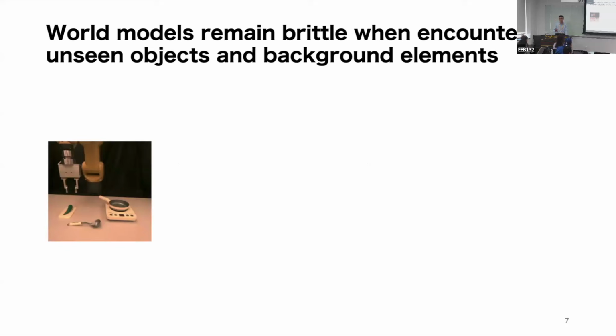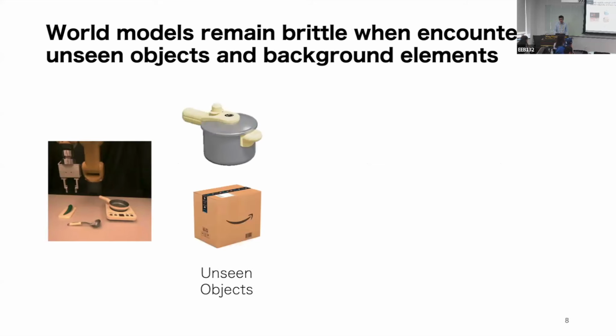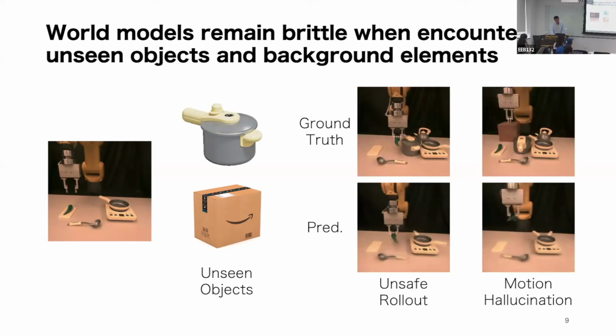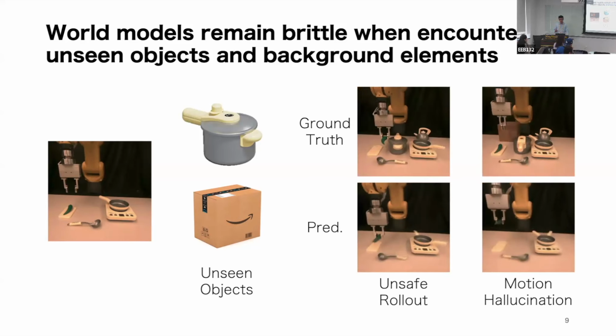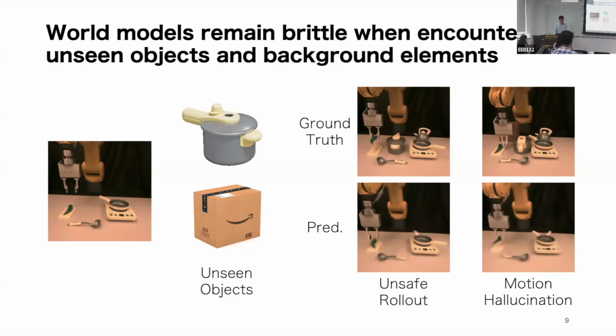To illustrate this challenge, consider we have a robot to help us cook a meal, and try to pick a green pepper and put it in the cooking pan. In open world deployments, novel visual distractors, for example, the pressure cooker or the Amazon box, are very common and can be seen in the kitchen. So with visual distractors, the world model may predict trajectories that are unsafe to roll out or hallucinate inaccurate motions. These failures have a great impact on world model-based planning tasks.